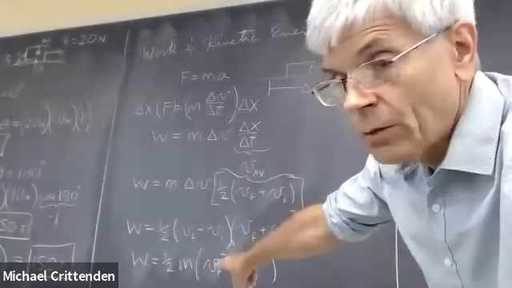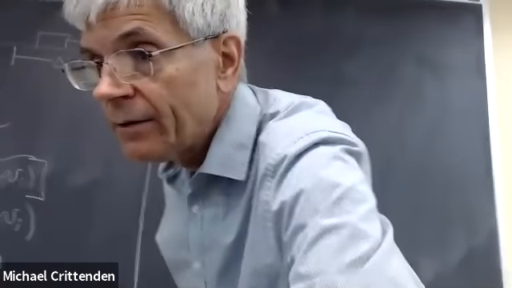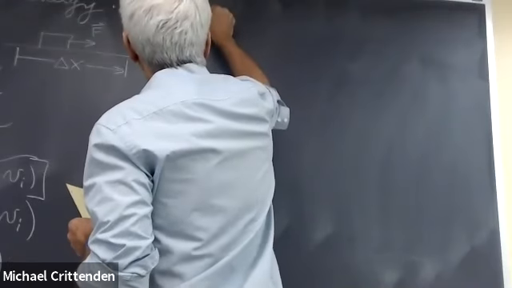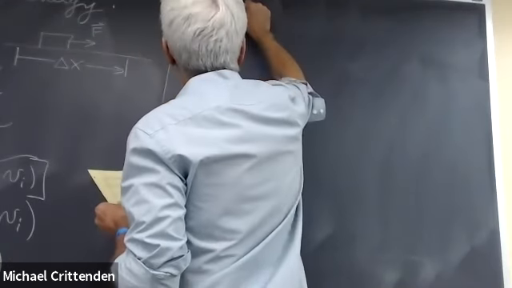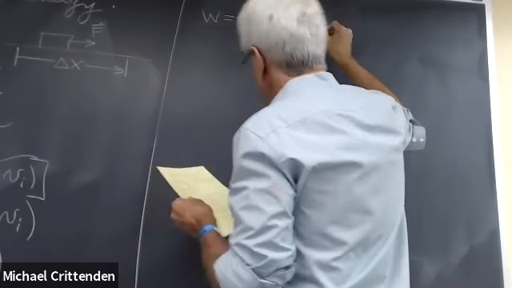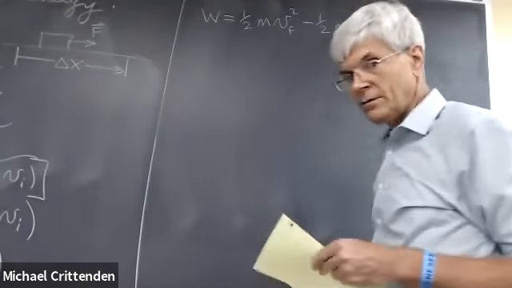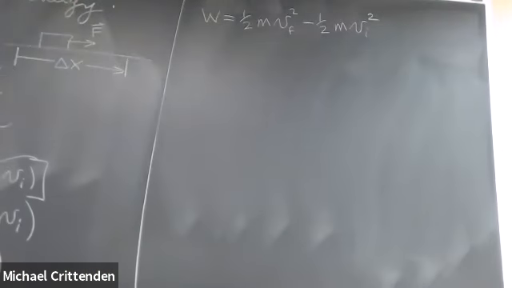So I'm going to distribute the 1/2 m across both of those terms. And that means we have work equals 1/2 mv final squared minus 1/2 mv initial squared. So I have just shown that an object can do work by changing the amount of 1/2 mv squared it has.